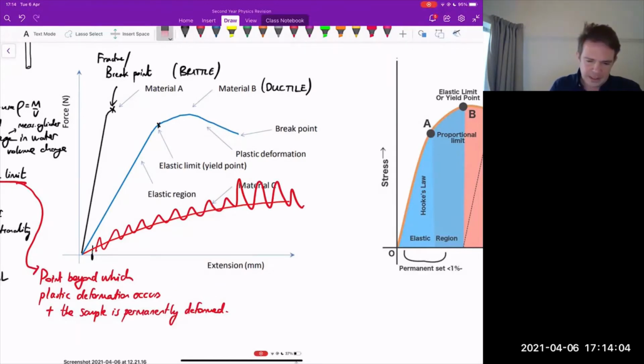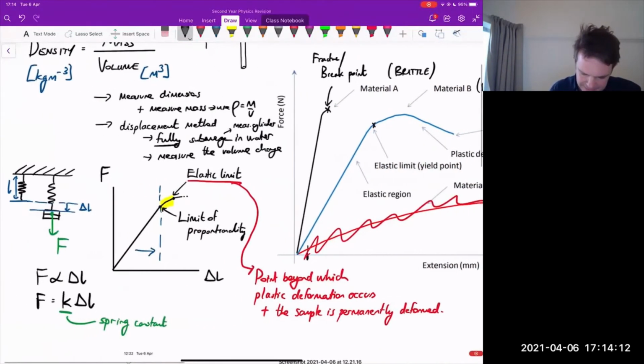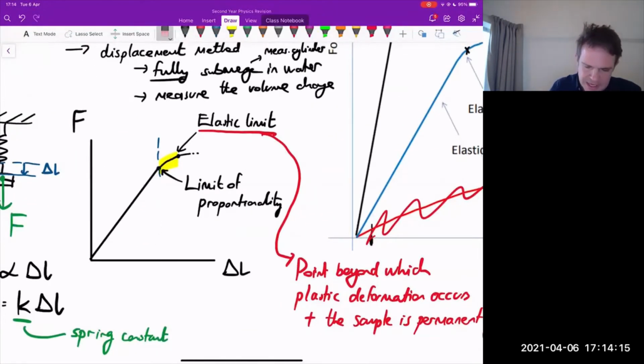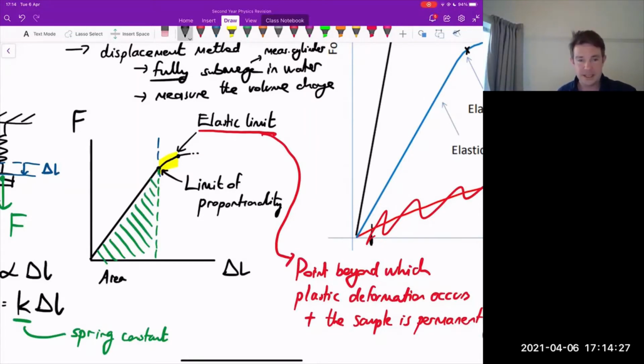Good. Before I move on to material C, let me go back to my graph here. What does the area underneath represent? Work done. Good. So it's basically a force-distance graph, and the area underneath is the work done on the material, or the energy stored. And that's equal to half F times delta L.